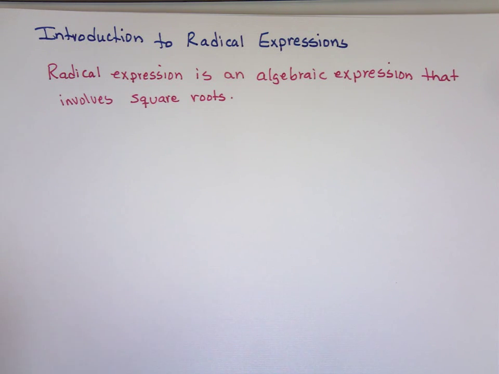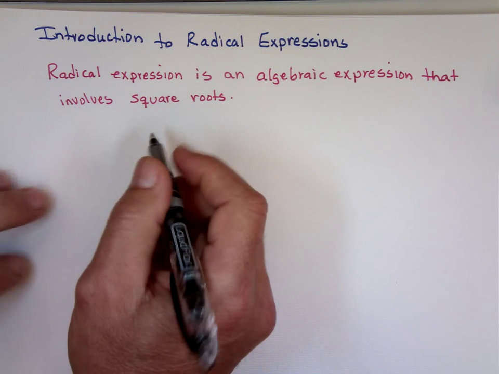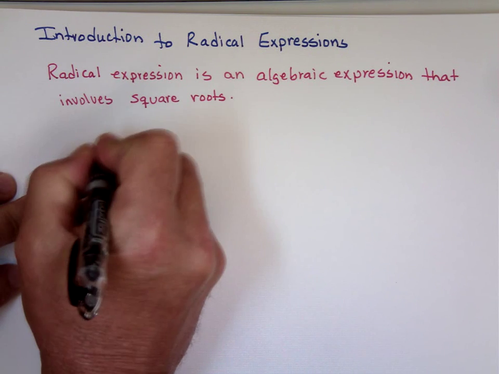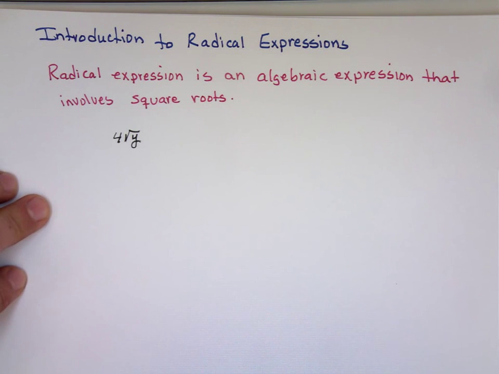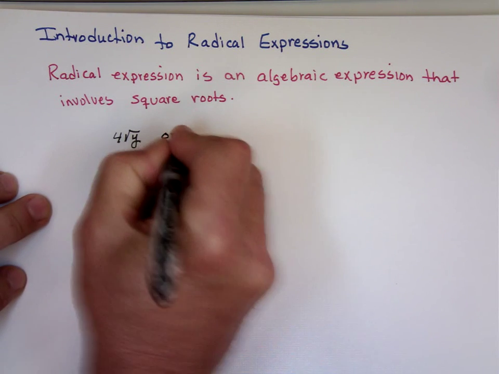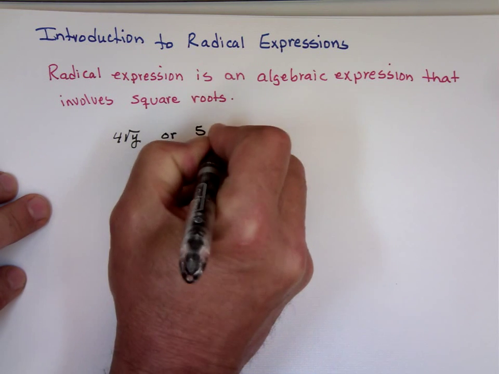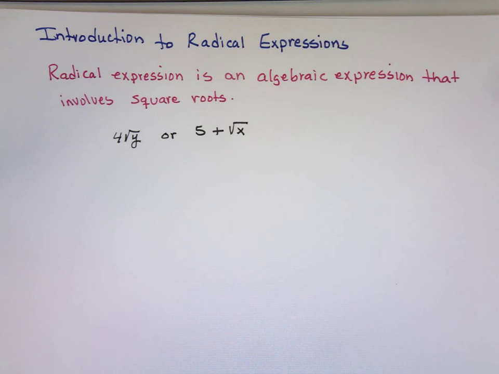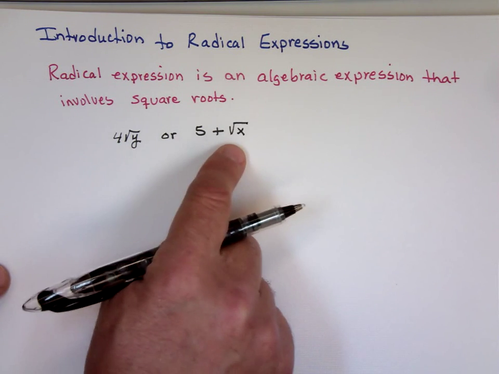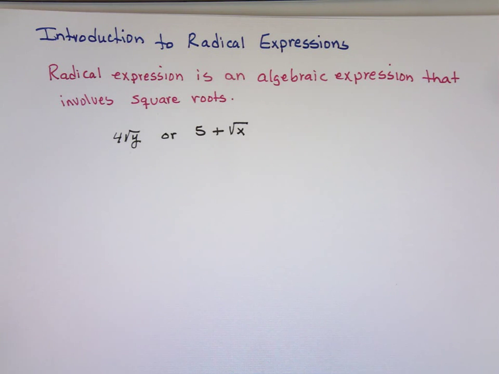So it might look something like this. An example of a radical expression could be 4 times the square root of y. That's a radical expression. Or 5 plus the square root of x. These are called radical expressions. They have square roots in them. It's an algebraic expression, that's what these are, and they involve having square roots.